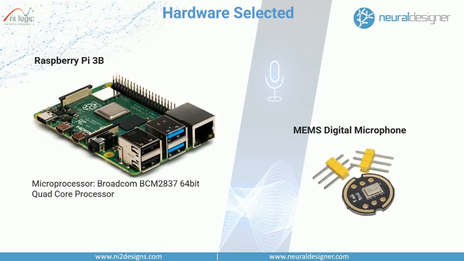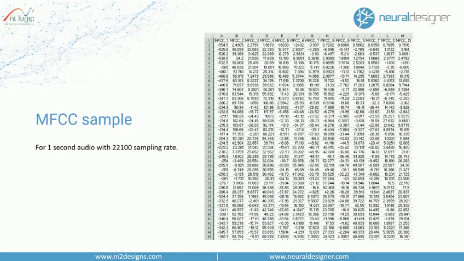Moving forward, talking about the hardware we used to deploy our model on. We used a Raspberry Pi 3B and a MEMS digital microphone, that is, an application-specific integrated circuit, to record our audio. This is a sample of what a 1-second audio with sampling rate 22,100 would look like. There are 13 rows for MFCC which indicate different aspects of sound as floating points. And for 1 second, we have about 44 such rows.